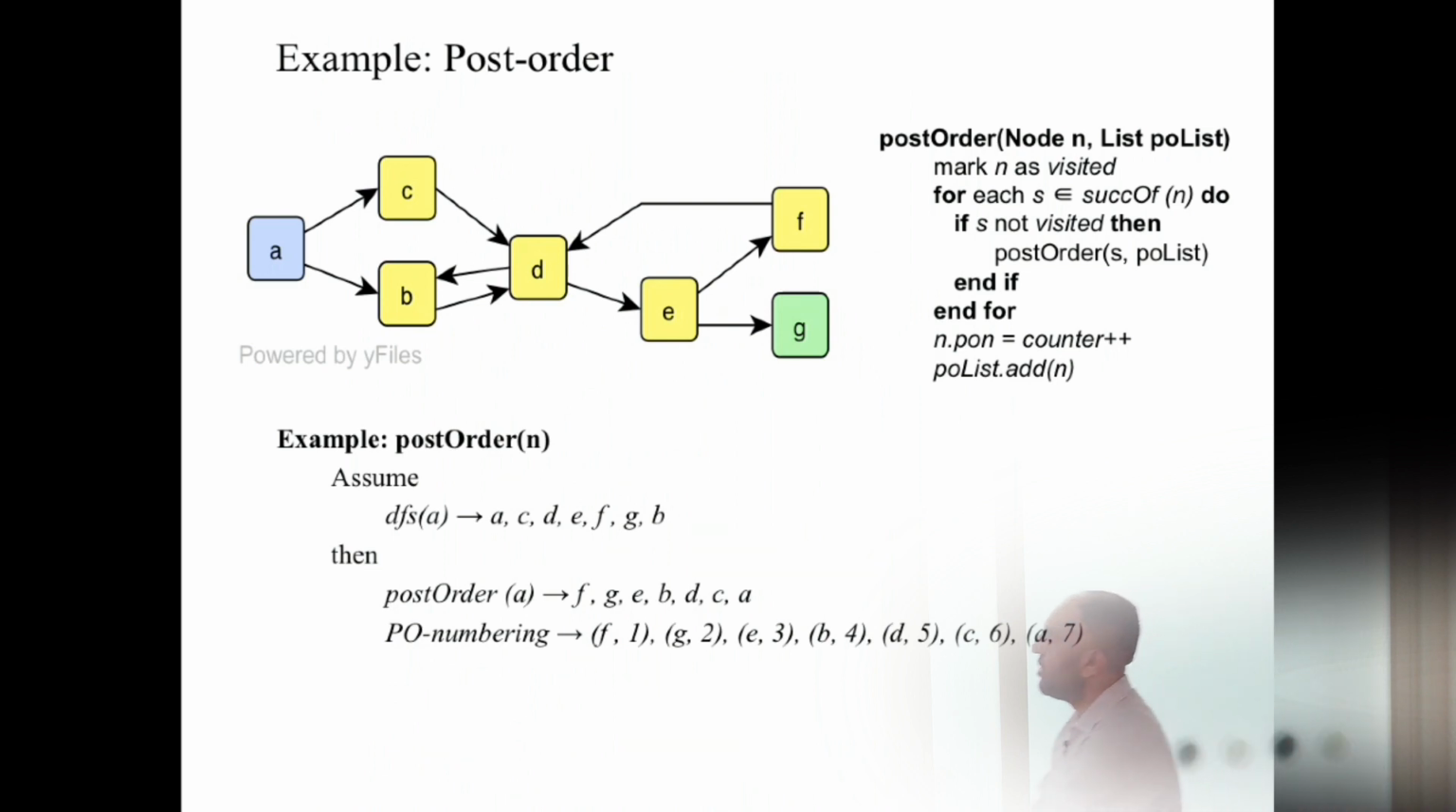Let's see if we have an example over here. Here we have an algorithm for the post order traversal. For that we need two input parameters: some starting node and a PO list, the post order list. A PO list is the sequence of nodes in which we visit the nodes in the post order.